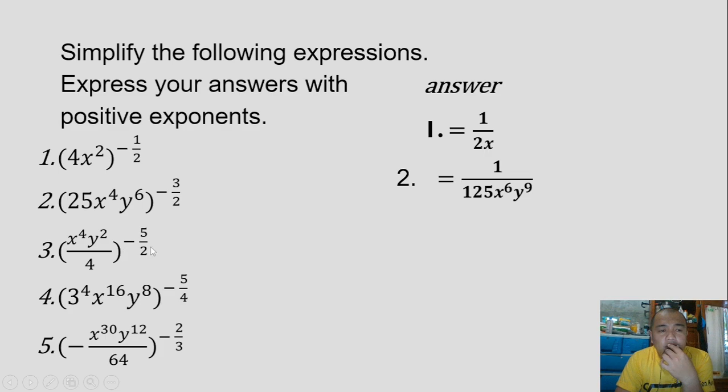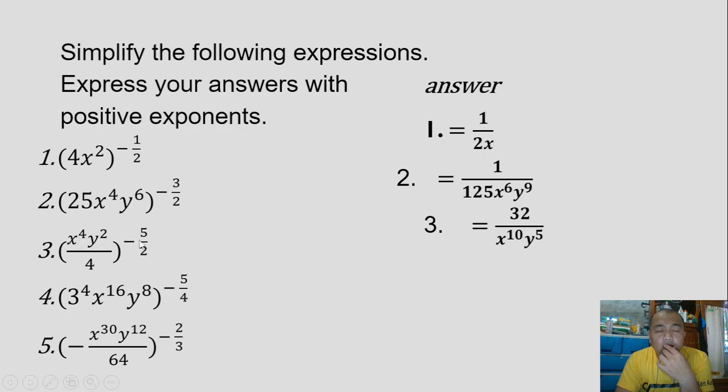Next, another negative exponents. X to the 4th y squared over 4 raised to negative 5 halves. The answer is 32 over x to the 10th y to the 5th power. So as you can see, nag-interchange yung position. Yung 4 sa numerator, x to the 4th y squared dito sa denominator, then magiging positive na yan. That's the shortcut. Then 4 raised to 5 halves is 2 squared raised to 5 halves, so that means 2 to the 5th, so 32.